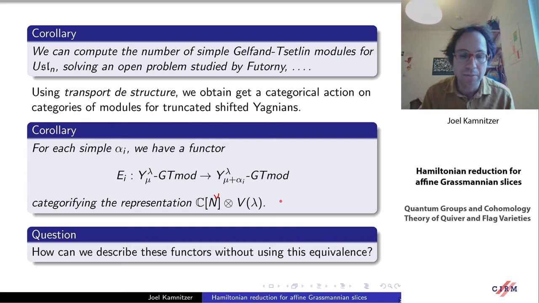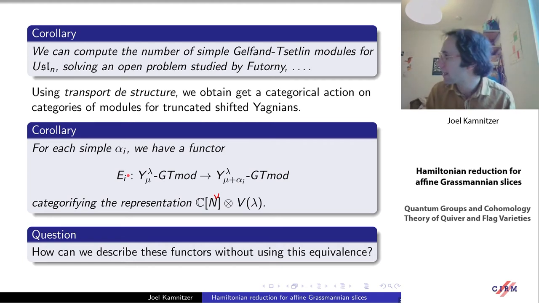Okay, so here's the question I'd like to discuss today. These functors, again, were obtained by first applying the equivalence and using the functor on that side. So is there a way to obtain such functors directly by thinking about truncated shifted Yangians or by thinking about Coulomb branches, without applying this equivalence?